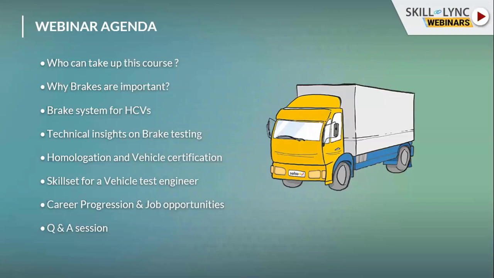Then comes the brake system for heavy commercial vehicles. In a heavy commercial vehicle, what kind of brake system is being used, and why it is preferred over other braking systems, and what are the key components of the braking system in heavy commercial vehicles, the working function, and principles of the brake system used in heavy commercial vehicles.